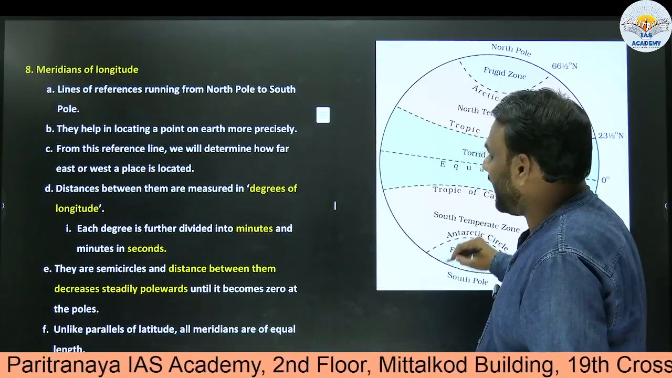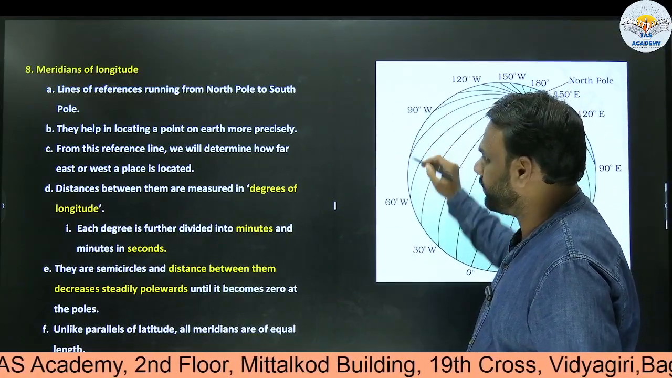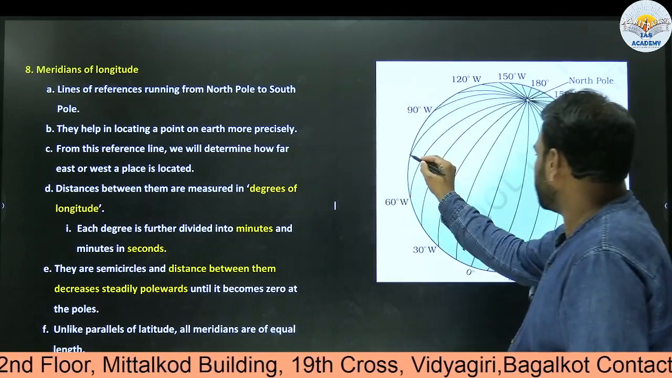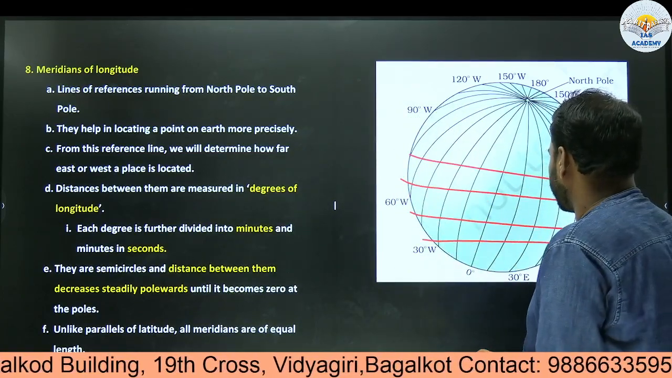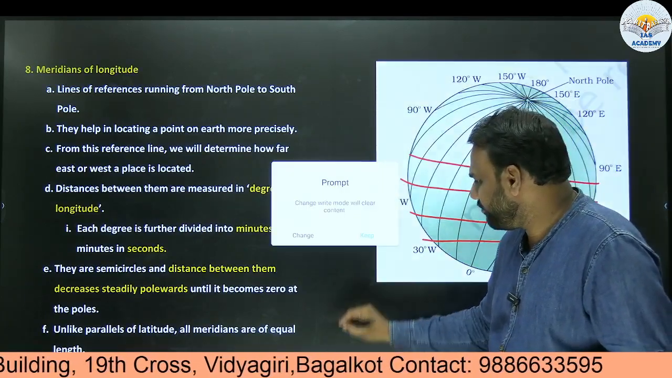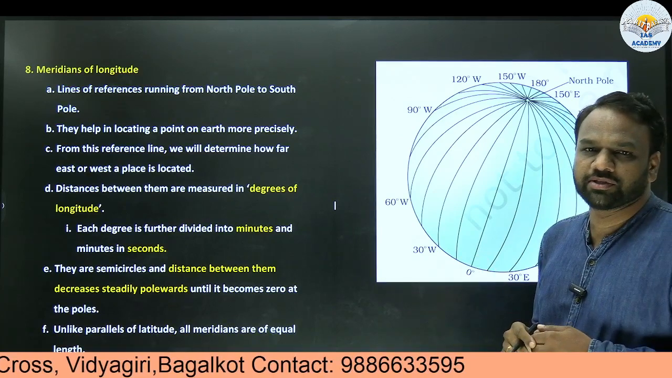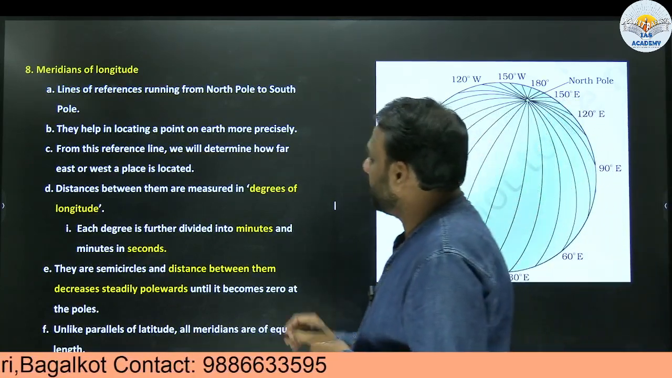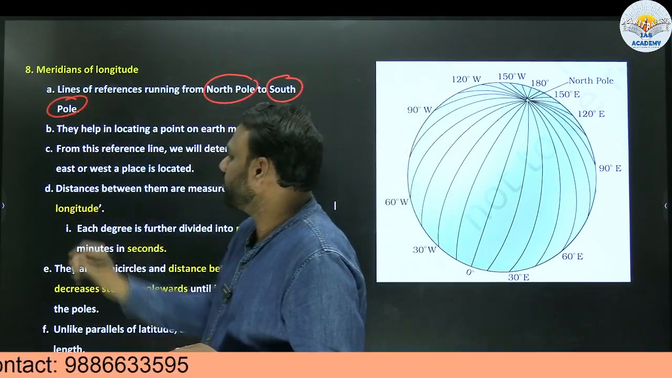We saw latitude. Next we will see longitude. The lines which run in this fashion we call latitudes. Next, here we are seeing lines which are vertical, and they are called longitudes. They are lines of reference running from the North Pole to the South Pole.